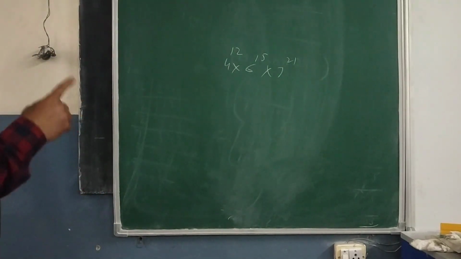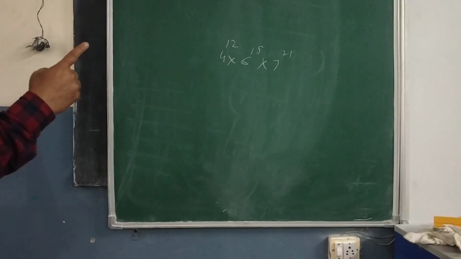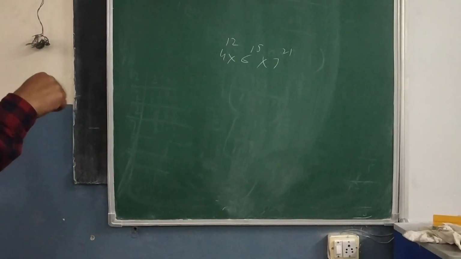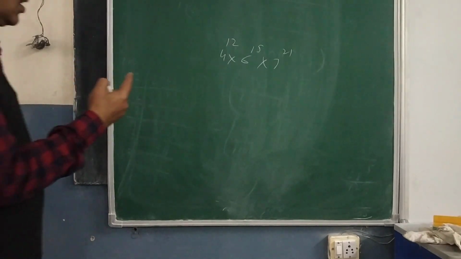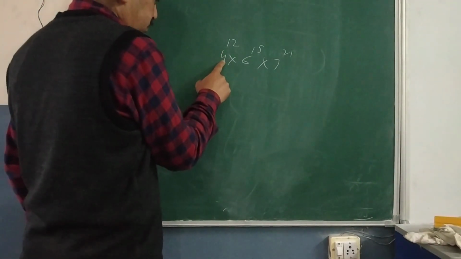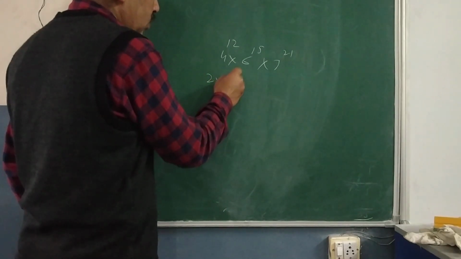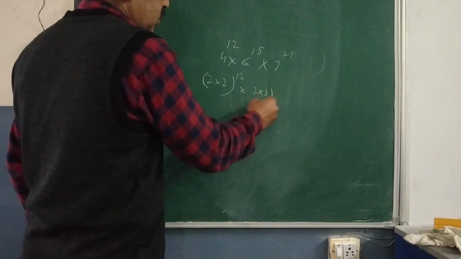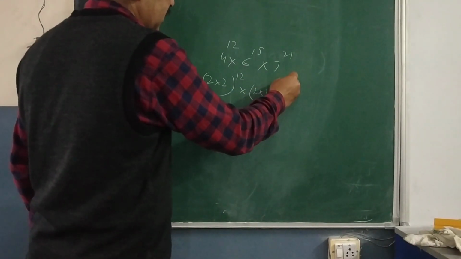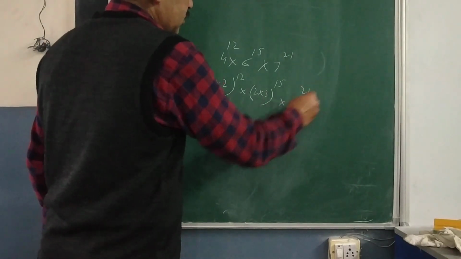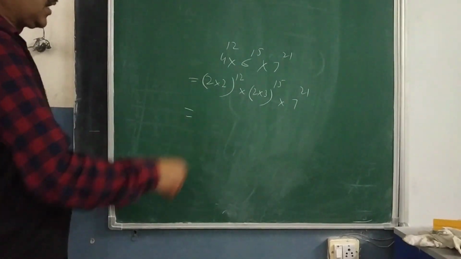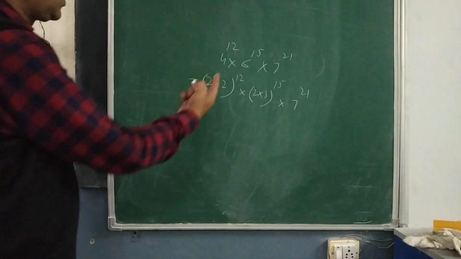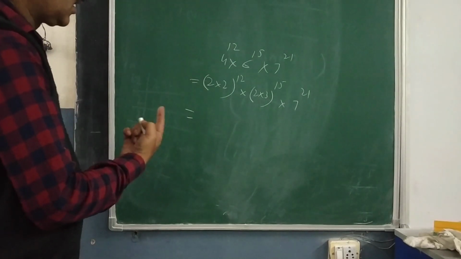So if I see the powers there, what I can take common? Nothing is possible for me. But in terms of power 3, what I can do is that this is 2 into 2, power is 12, 2 square. This is 2 into 3 and power is what? 15. This is 7 raised to the power 21. First of all, I will try to split in terms of the prime numbers only. Prime factors, because we are finding it here, 4 and 6 are not the prime factors, that is the purpose.